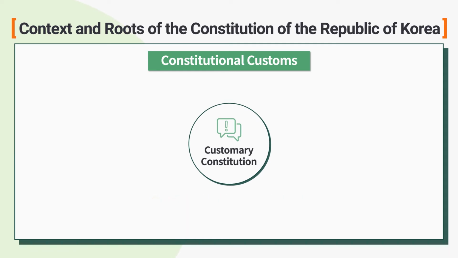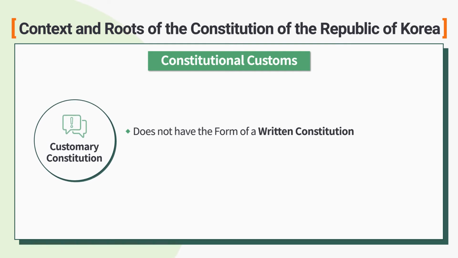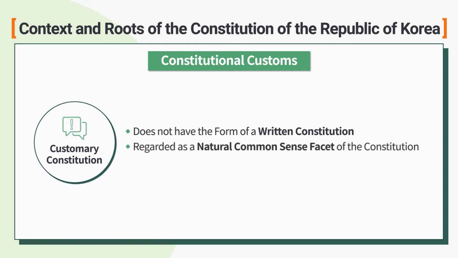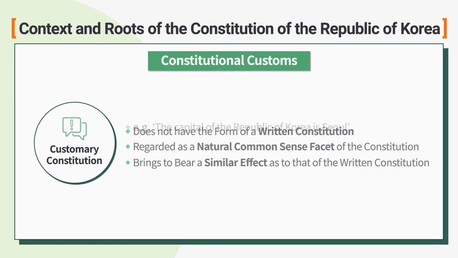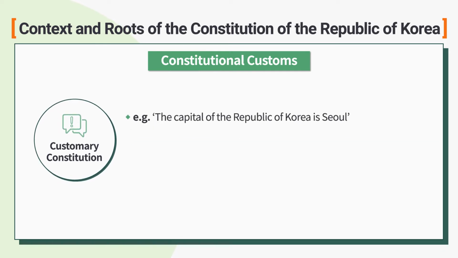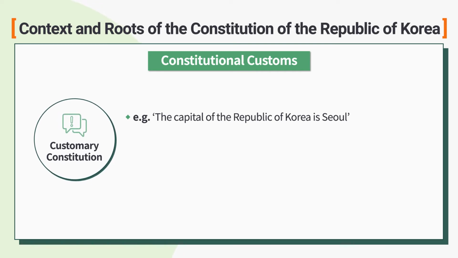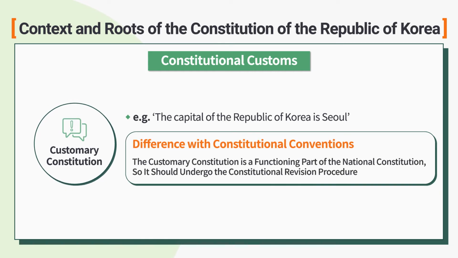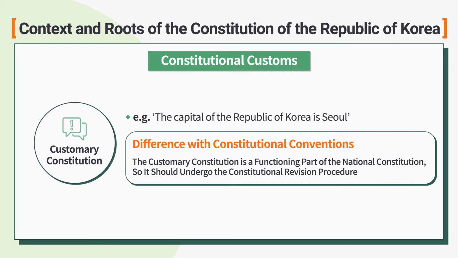The customary constitution is one of the most controversial areas within the legal grounds of the constitutional system in Korea. Although it does not have the form of a written constitution, it is regarded as a natural common sense facet of the Constitution and brings to bear a similar effect as that of the written Constitution. For instance, there is no article in the Constitution that states that the capital of the Republic of Korea is Seoul, but the customary constitution has seen it established and regarded as such over a long tradition of Korean life.